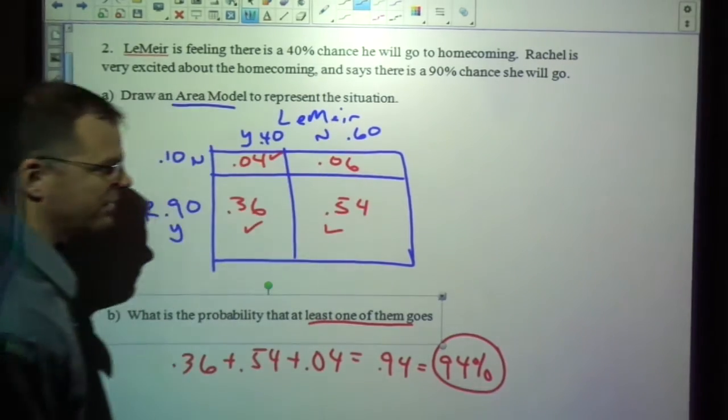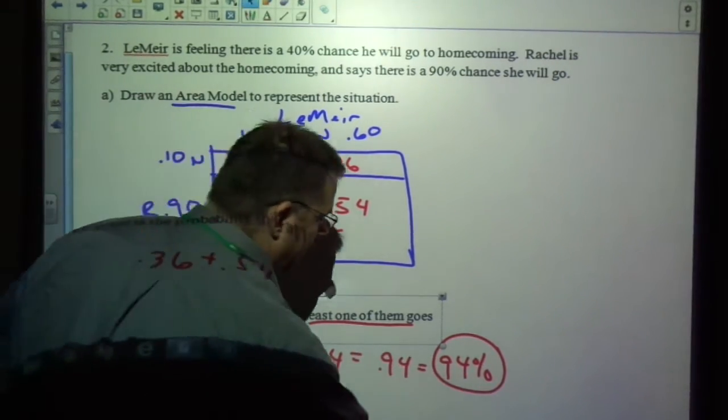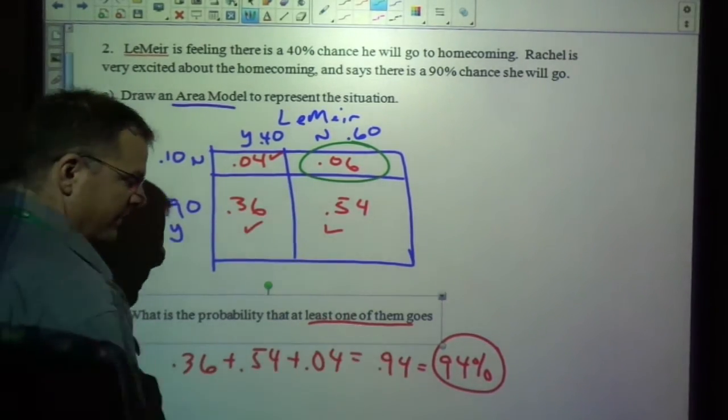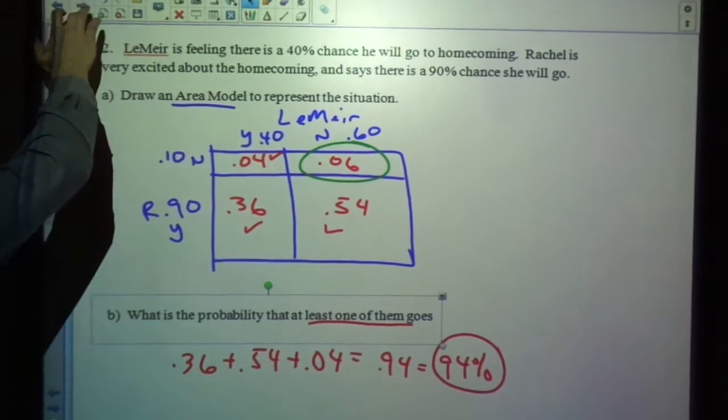The other way I could do this is I could say, well, that's everything except for this one. So if I just subtract 6 from 100%, that gives me my 94. That's another way you could do this one.